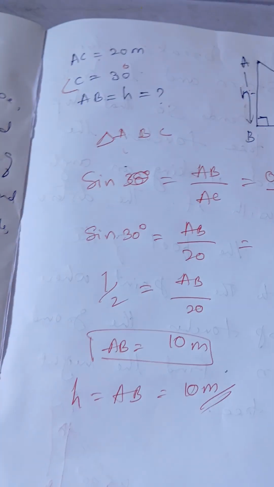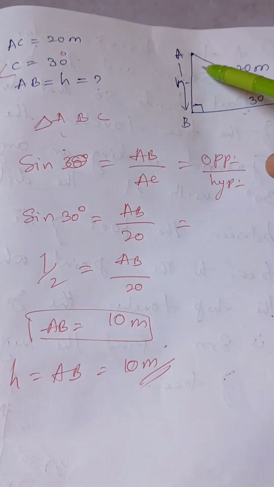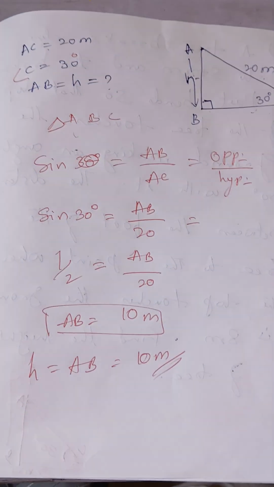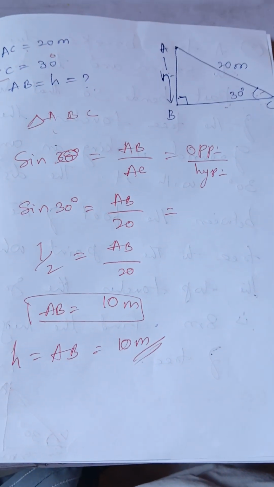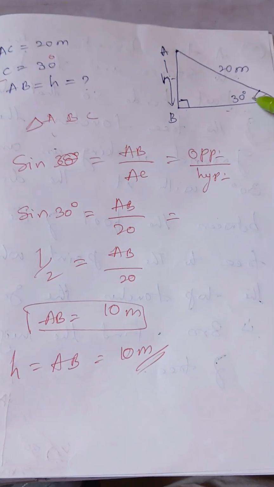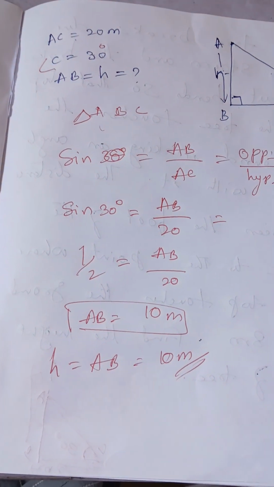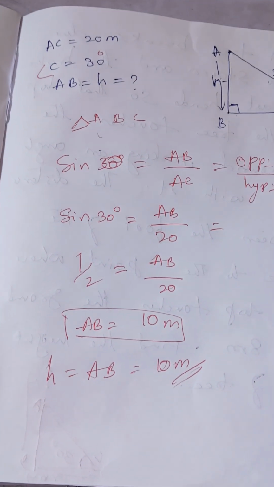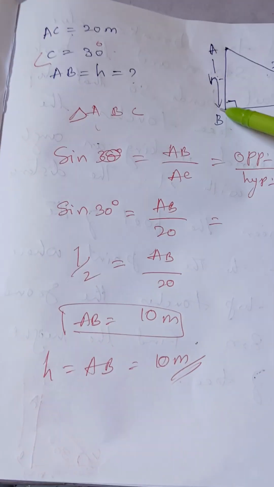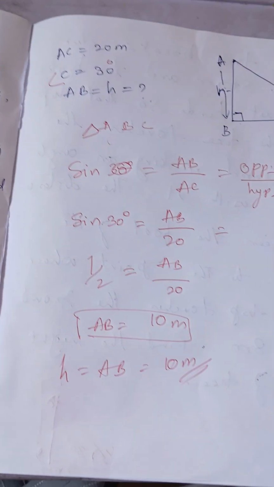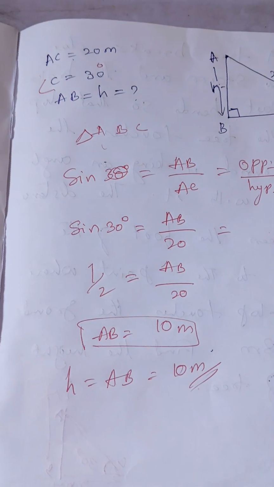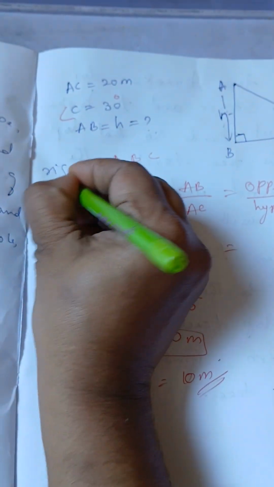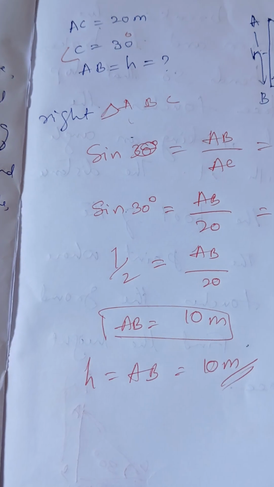The given is here. The given is AC. As you can see, the rope AC is 20 meters long. The angle C, with the rope which is making the angle with the ground, is 30 degrees. That is, we can consider it as angle C, an acute angle of 30 degrees. AB we have to find out. So what we will do, we will consider this right triangle ABC.